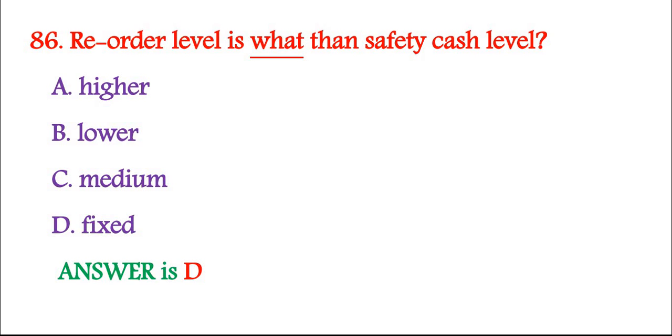86. Reorder level is what, then safety stock level? A. Higher. B. Lower. C. Medium. D. Fixed. Answer is D.